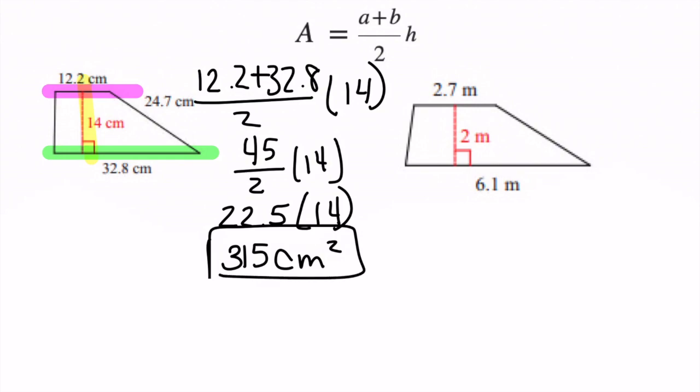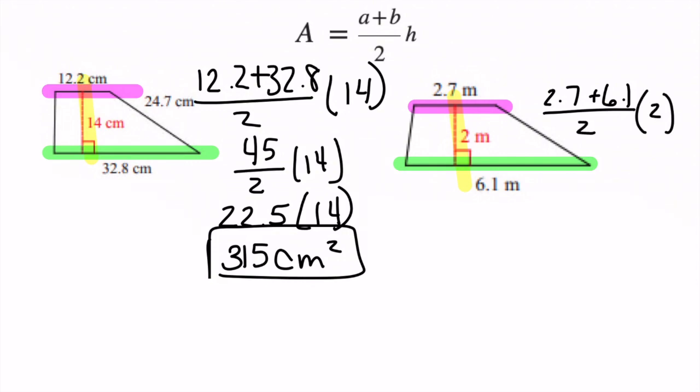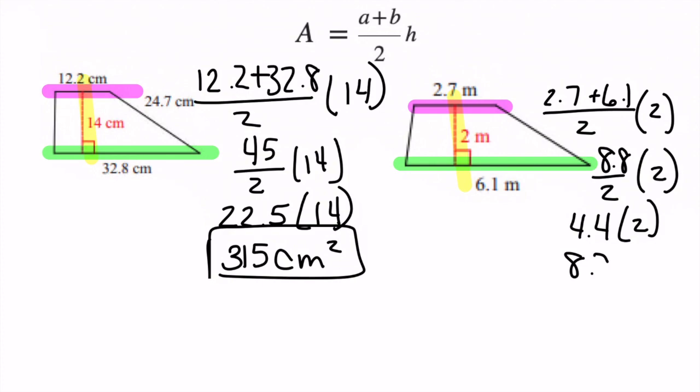This looks the same as the problems we were doing before. So again, our A, our B, and our height. So we have 2.7 plus 6.1 over 2 times 2. So 2.7 plus 6.1 will give us 8.8 over 2 times 2. When we do that, it'll give us 4.4 times 2, which will give us 8.8 meters squared.